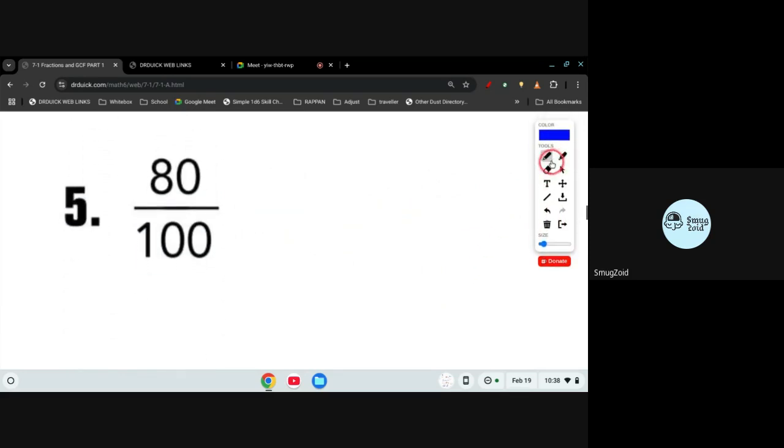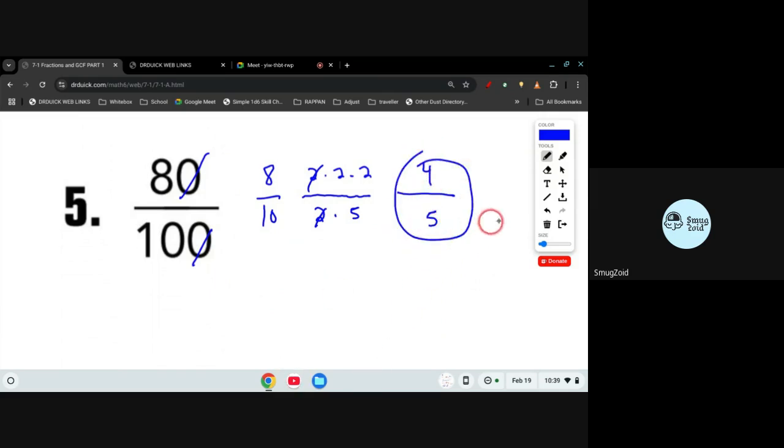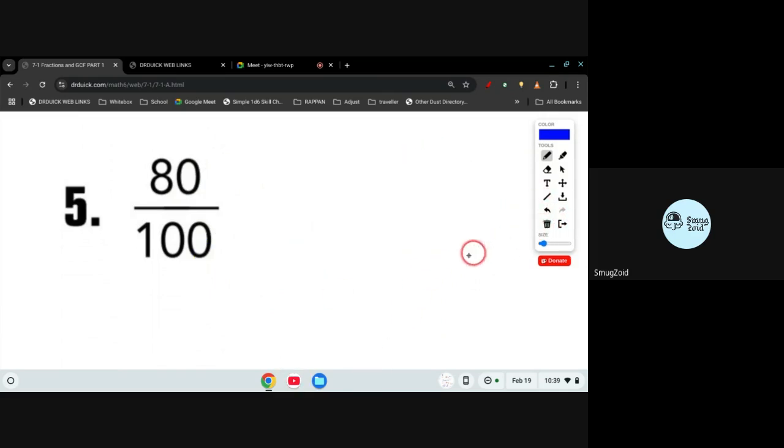Let's do number 5. Ooh. I like these because the first thing you do is you cross out the 0. Right? So you're left with just 8 and 10. The factors of 8 are 2 times 2 times 2. Factors of 10 is 2 times 5. The 2's cross out. So what do you have? 2 times 2 is 4 over 5. Okay, that's how you would reduce that.